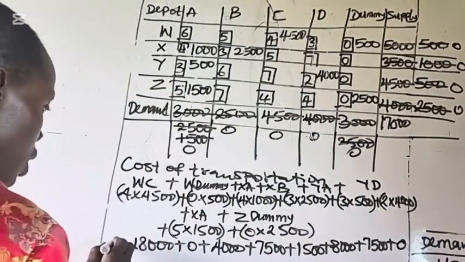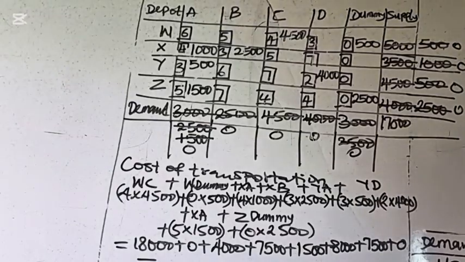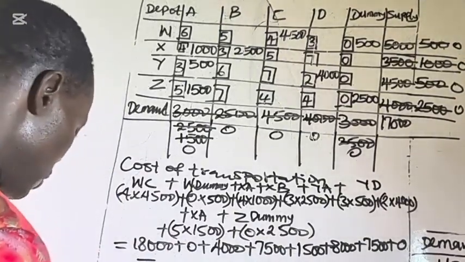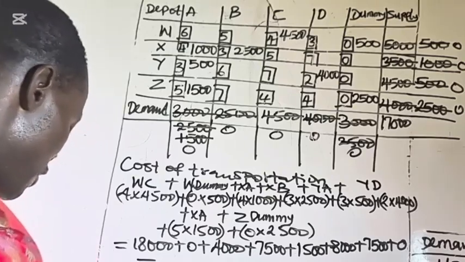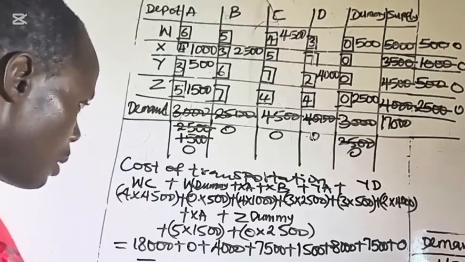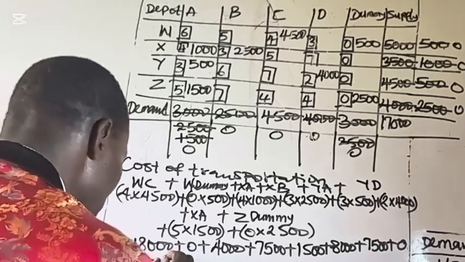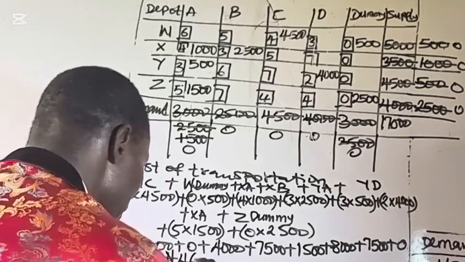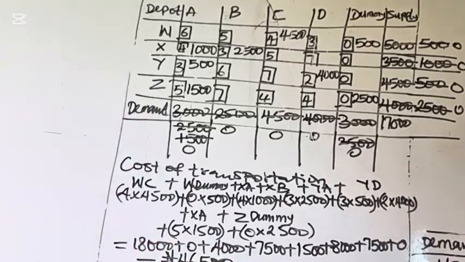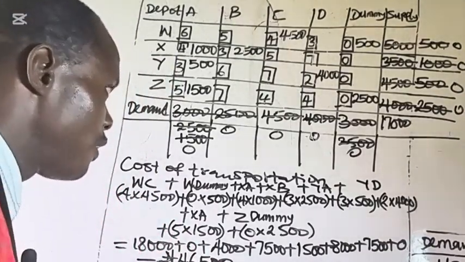Now let's sum up all the costs. 18,000 plus 4,000 plus 75 plus 15 plus 8,000 plus 75. Then you have 46,500. Using the least cost method, the cost of transportation is 46,500.